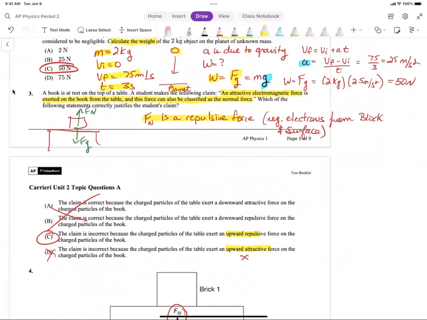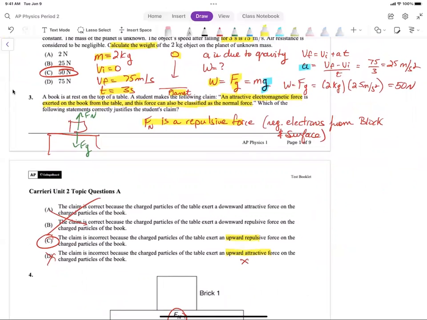Number 3, these are not my favorite. I am very bad at these. Nope, never mind, that's not the one.